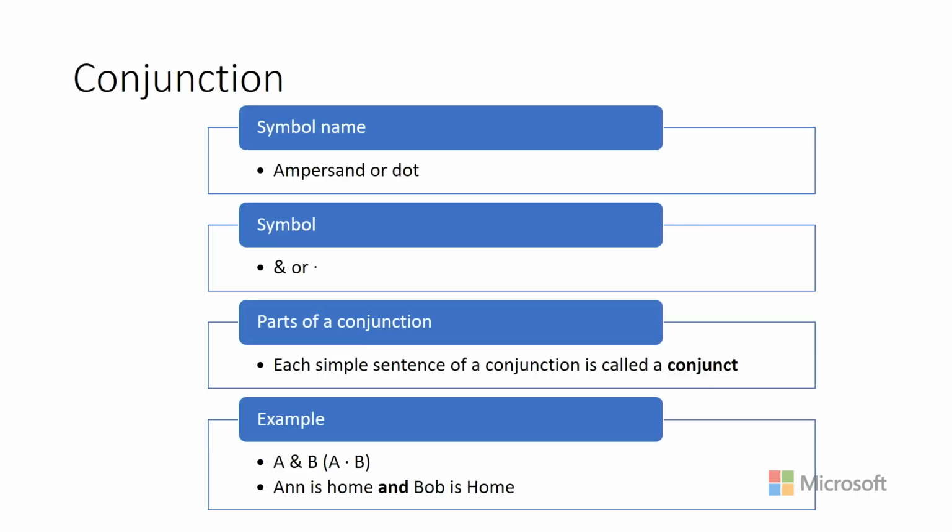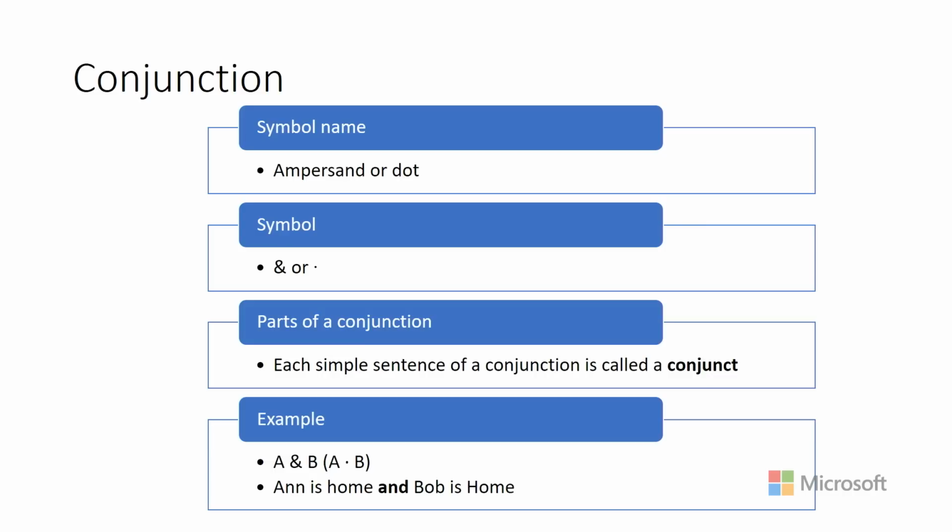They operate exactly the same way, right? So in a conjunction, we have, I'll go to the bottom here, under the example, Anne is home, a simple statement, and we join it to another simple statement, Bob is home. We can symbolize that as A ampersand B, or A dot B, and we're simply joining two simple statements by using that and operator. This is called a conjunction.